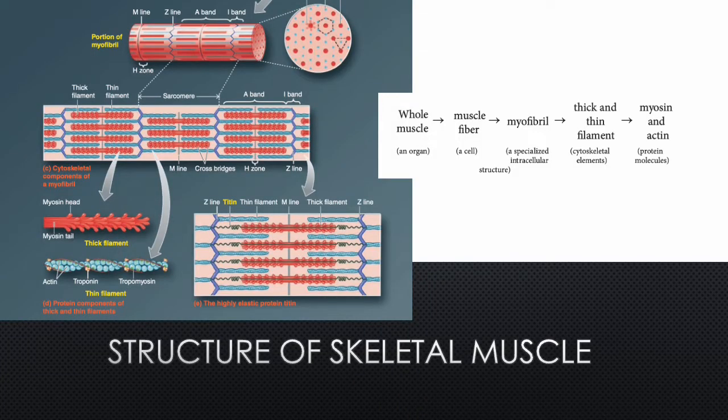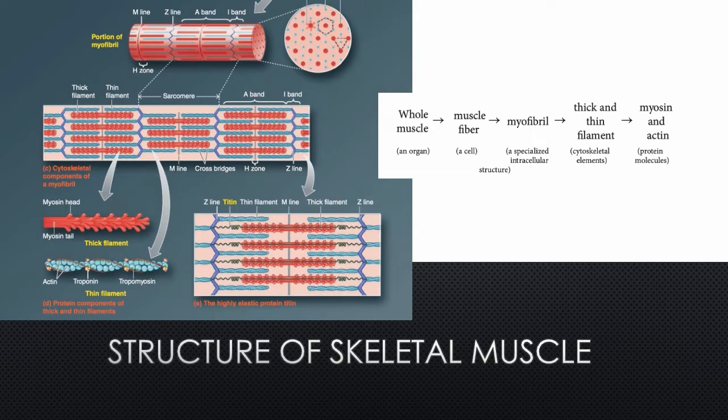So what are the structures of skeletal muscles? Skeletal muscle fibers contain numerous myofibrils, which are cylindrical intracellular structures 1 millimeter in diameter that extend the entire length of the muscle fiber. Myofibrils are specialized contractile elements that constitute 80% of the volume of the muscle fiber.